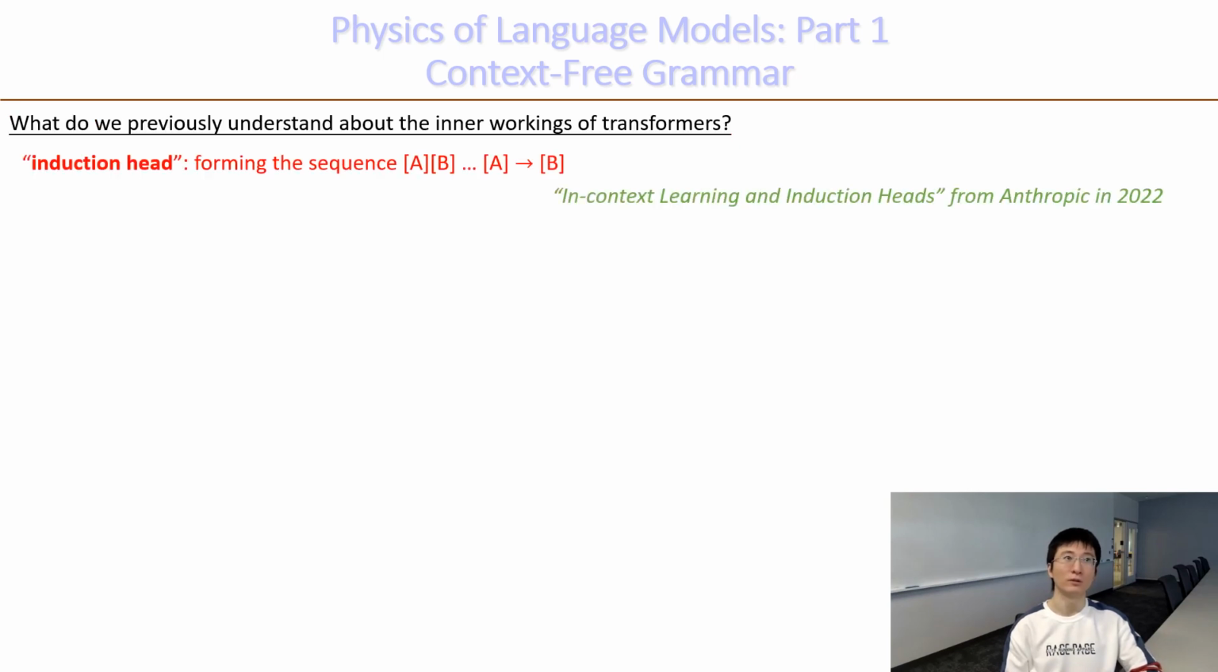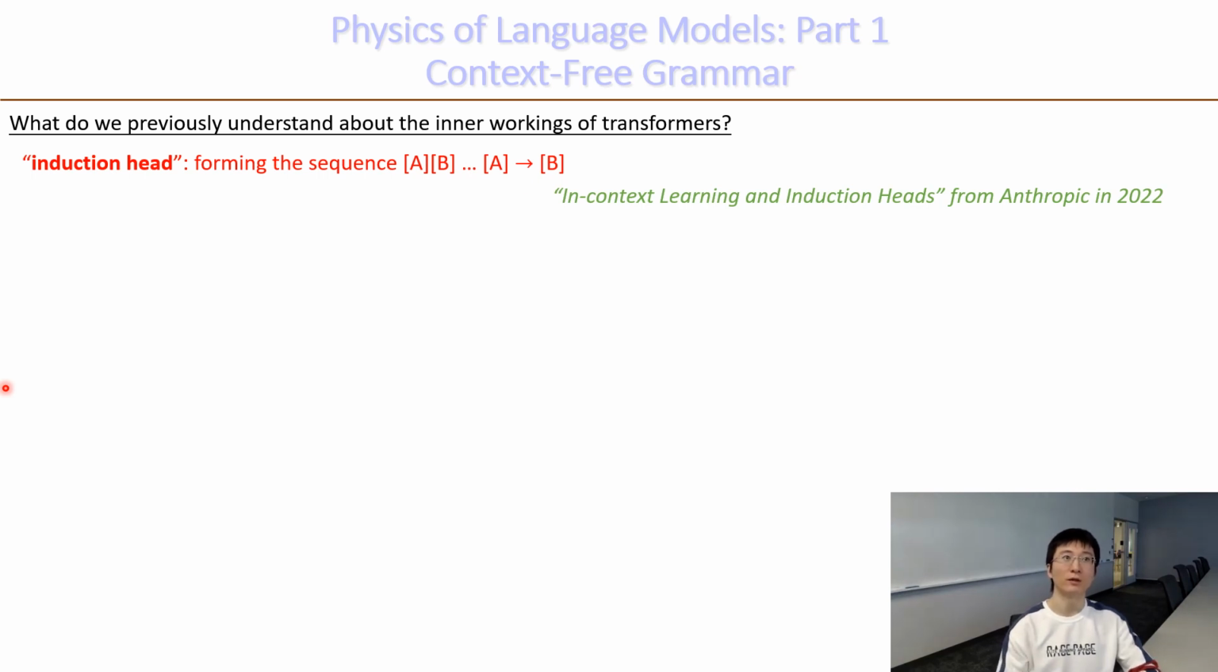The first one is this induction head notion that has been popularized by Anthropic. They observed in a pre-trained transformer that there are certain attention heads in charge of doing the following logic: whenever it sees, on the input sequence, something like A, B, then blah, blah, blah, A, then it knows to generate the next token to be B. So this is like a mathematical induction. And they observed that in a transformer, there are certain attention heads in charge of doing this.